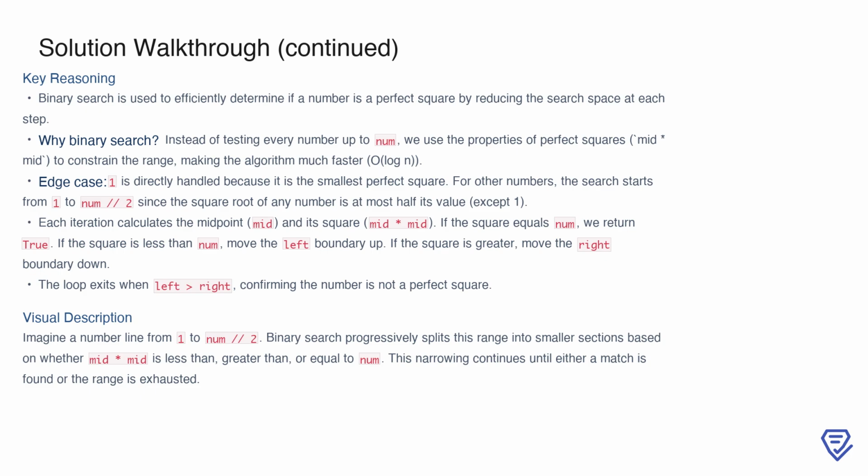For edge cases, such as number equals 1, we handle them upfront since 1 is trivially a perfect square. To visualize, imagine narrowing down a number line from 1 to number // 2 by progressively halving the range. Each step homes in on the solution or confirms that no perfect square exists, showcasing the efficiency of this method.